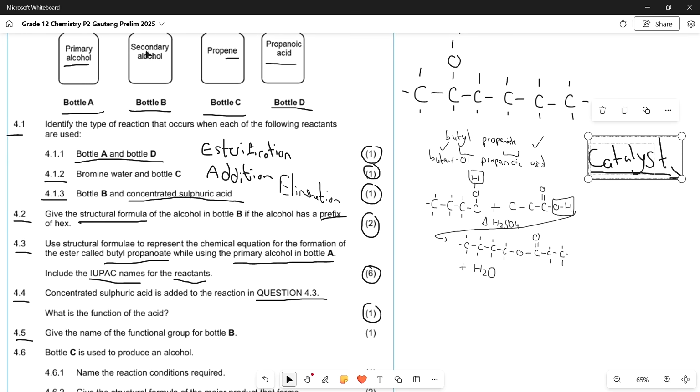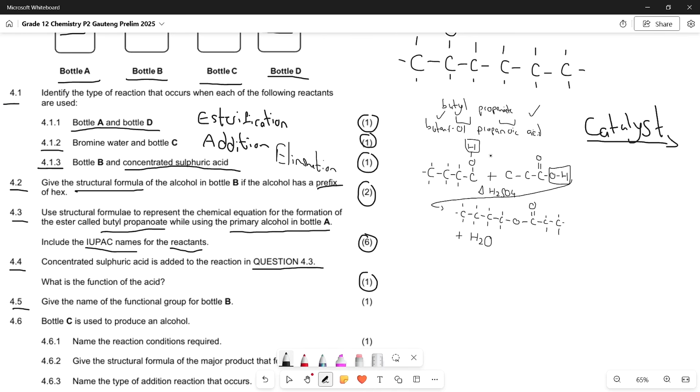So bottle B is a secondary alcohol, and that means we're dealing with this OH over here. The name of the functional group for bottle B is called a hydroxyl. That is what we call that OH attached to it. That is the specific key that makes the whole organic molecule an alcohol. So if we write hydroxyl over here, that'll earn us 1 mark.